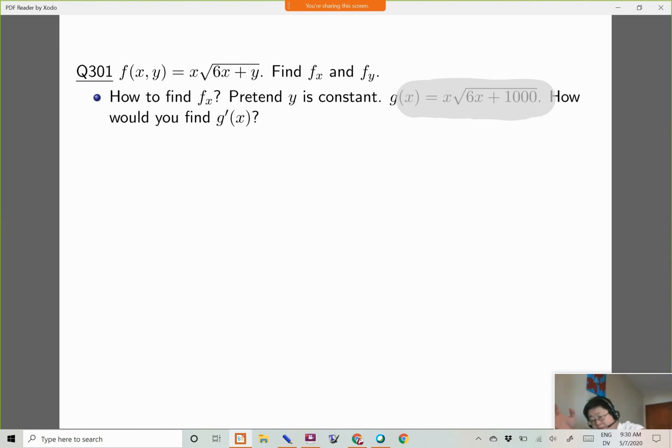And the question becomes, how would we differentiate this? How would we find g prime? Based on how this looks, I stare at this and say, hey, that's a product. And I wish that was a constant, because if it was, then I could just apply the constant multiple rule. But here, both pieces of the product have the variable, so we'd have to use the product rule, right? And if we have to use the product rule here, guess what? We have to use the product rule up there on that. That's the whole point here.